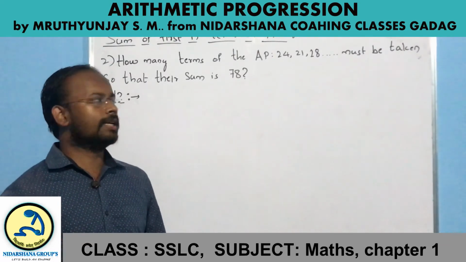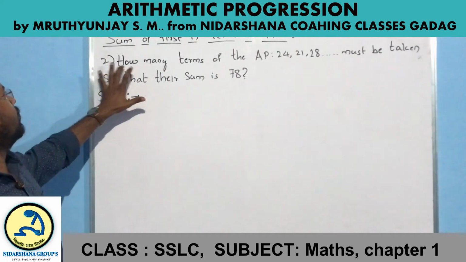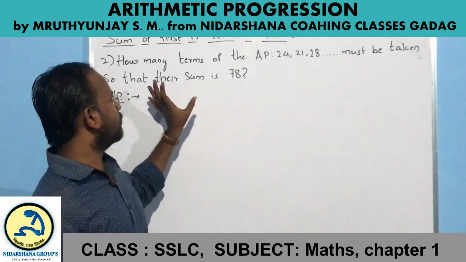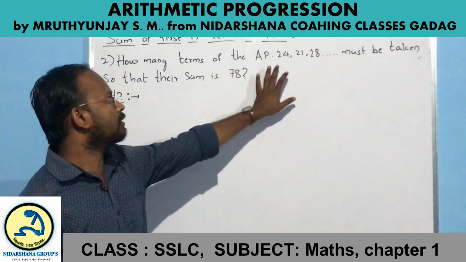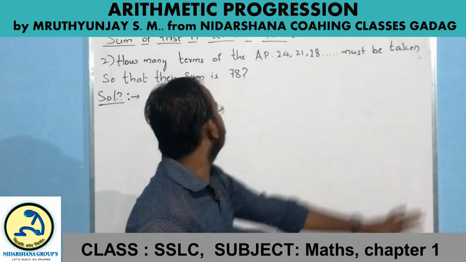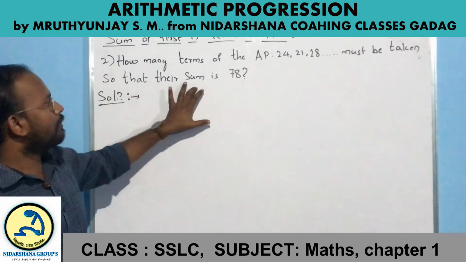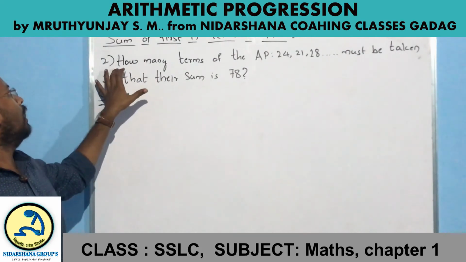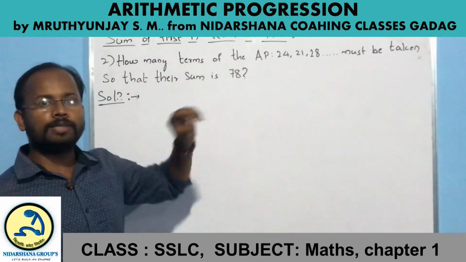Okay, so in the second problem he has given an arithmetic progression, 24, 21, 18 and so on. How many terms must be taken so that their sum is 78? Let us see clearly. How many terms means we need to calculate the n here.